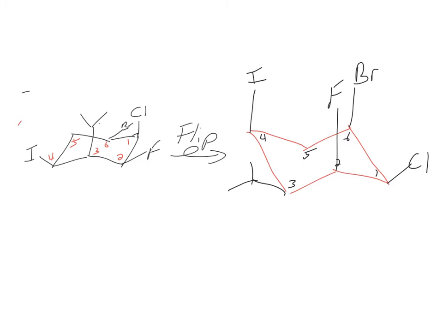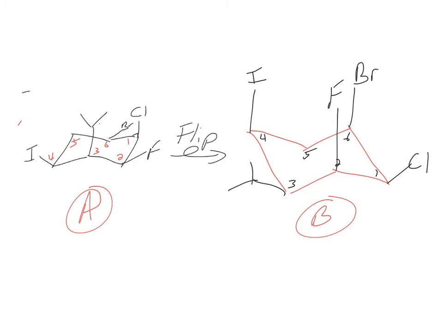Now, take it another step further. Which ring conformation is more stable? Would it be A or B? Which one's going to be more stable, you think? Well, let's look at the differences. What's the difference between them? A has two things axial: an isopropyl and a chlorine. B has an iodide, a bromine, and a fluorine axial. So the easiest thing to think about is two things axial versus three.